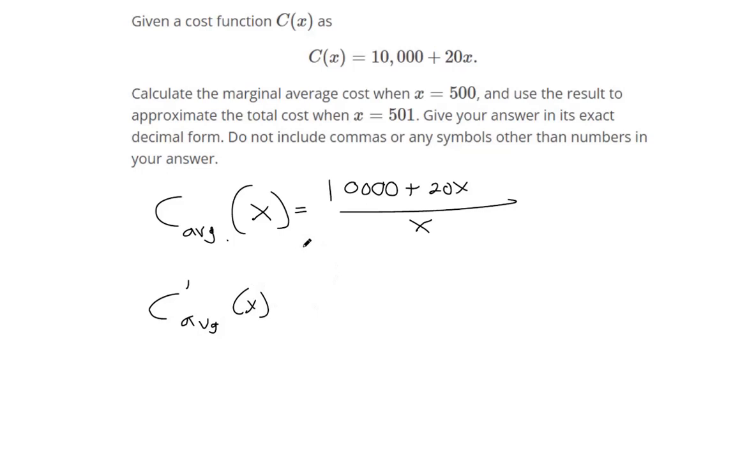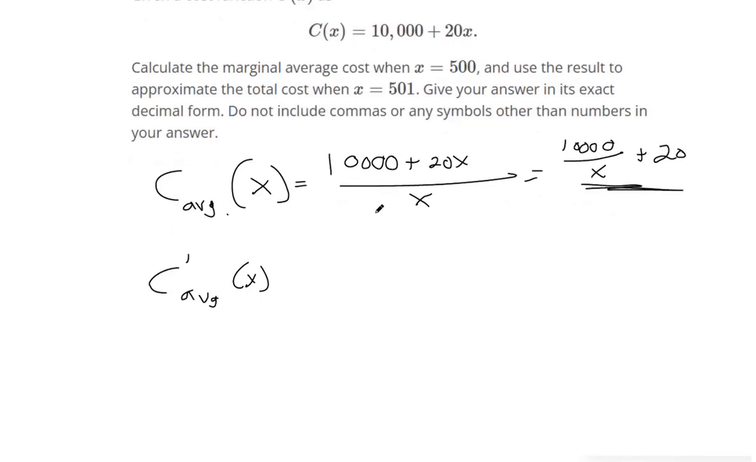And so before I do that, I'm going to actually just rewrite this one a little bit. This is 10,000 divided by x. And this is 20x divided by x, which makes 20. So that's a rewrite of the average cost.